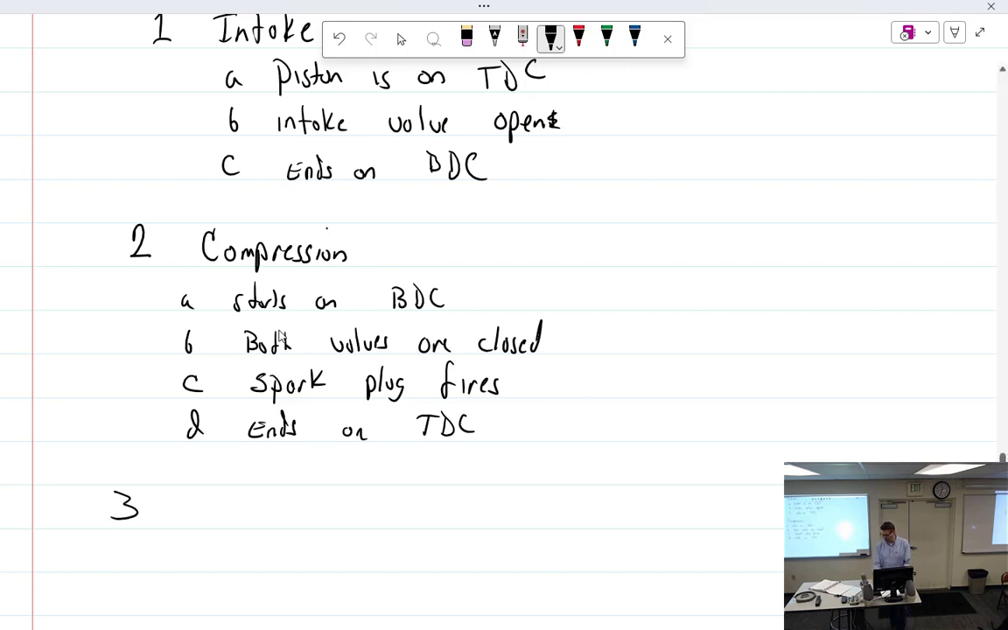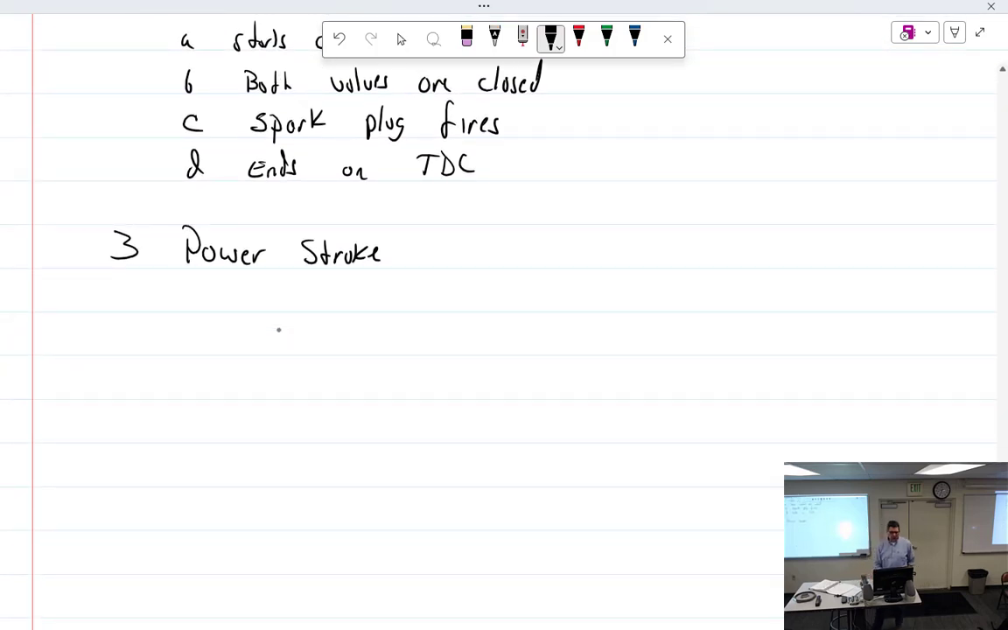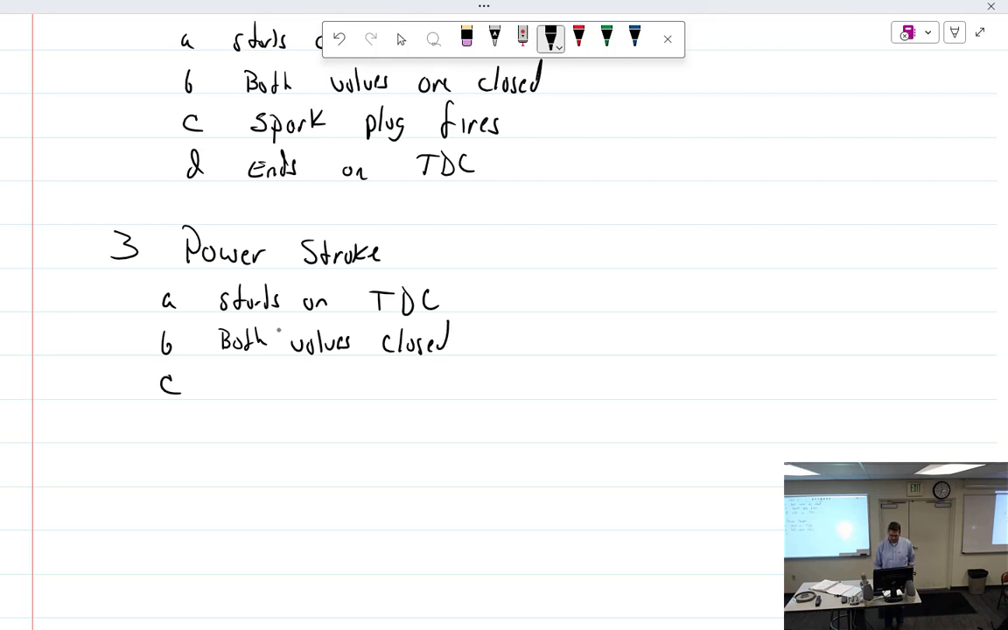And the very next stroke to happen is then going to be the power stroke. Well, it's going to start where? Starts on TDC, which is convenient since that's where we just left off. What about the valves? Both closed. Both valves closed. Where does it end? Ends on bottom dead center.